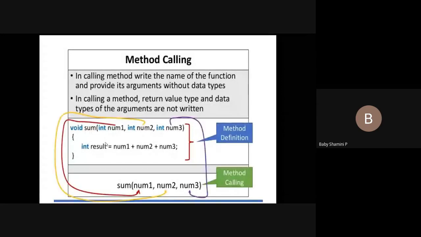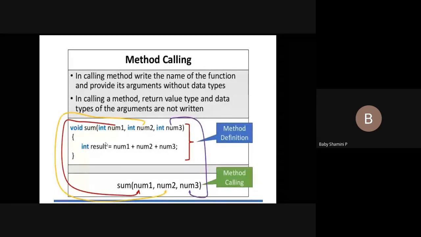So next one is method calling or function calling statements. A function call statement contains the function name followed by arguments. Values passed in the function call statement are called arguments. Here they are declaring a method definition and method calling. Inside the method calling, it contains the function name sum followed by the arguments. These are called actual arguments. These arguments are passed to the function definition or the method definition.